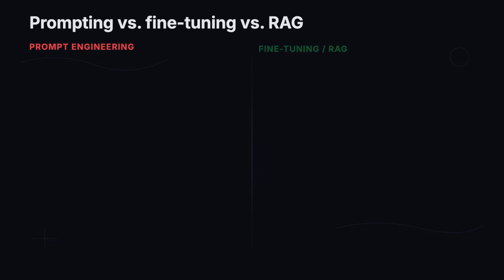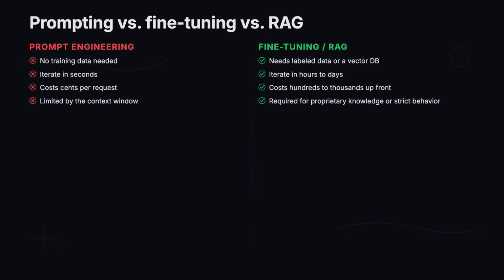Prompt engineering is the right starting tool, but it's not always the right final tool. Fine-tuning bakes new behavior directly into the model weights, which is expensive but powerful for narrow tasks. Retrieval Augmented Generation, or RAG, dynamically injects relevant context from your data into the prompt. As a rule, start with prompting. Reach for the others only when prompting hits a real wall.